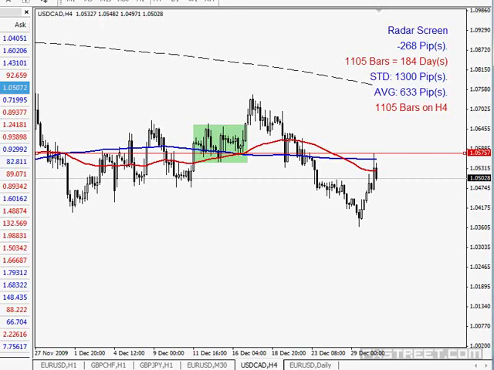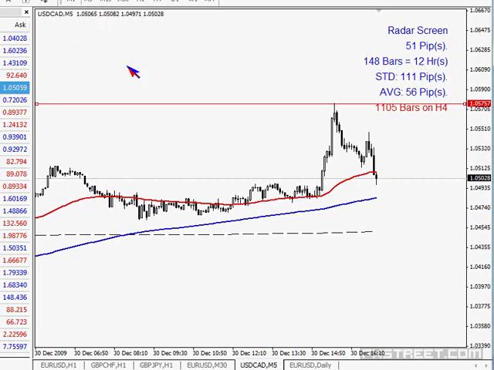Nothing going on. So very little going on these shorter term charts.